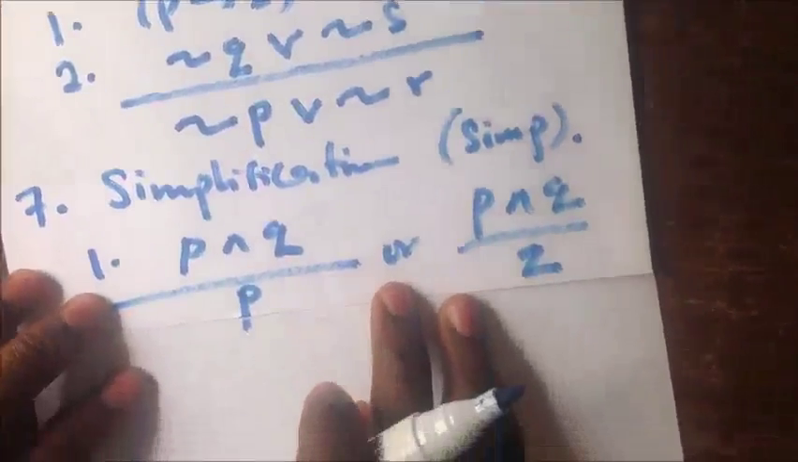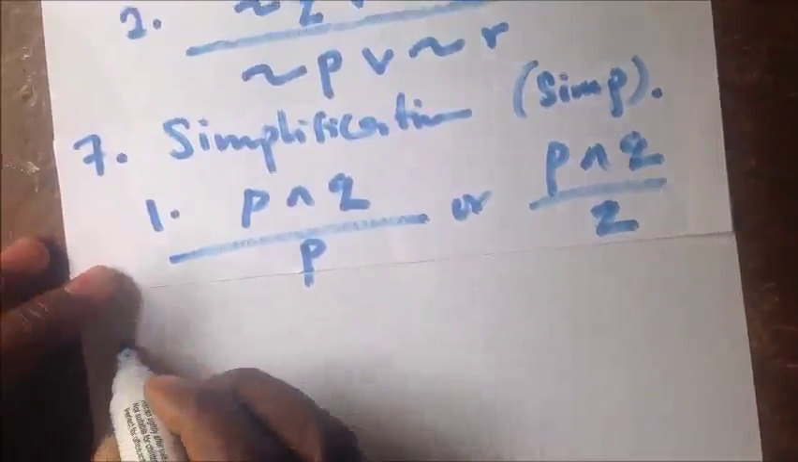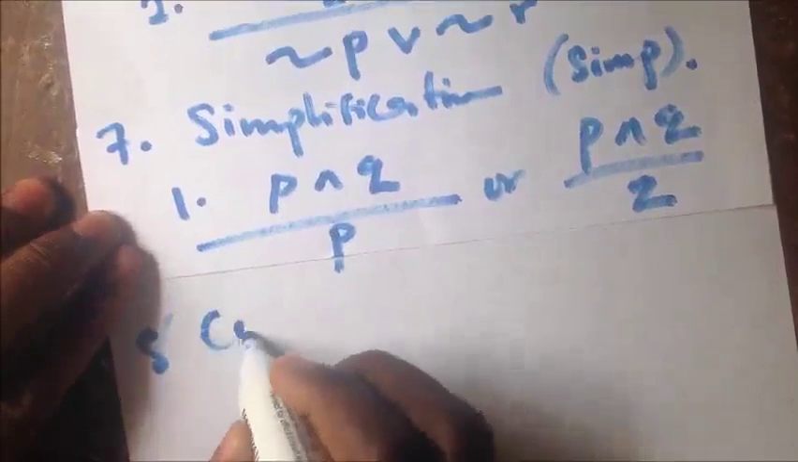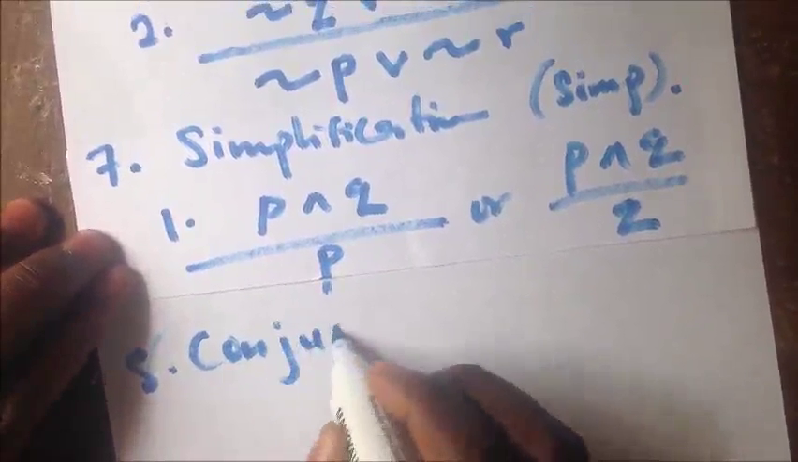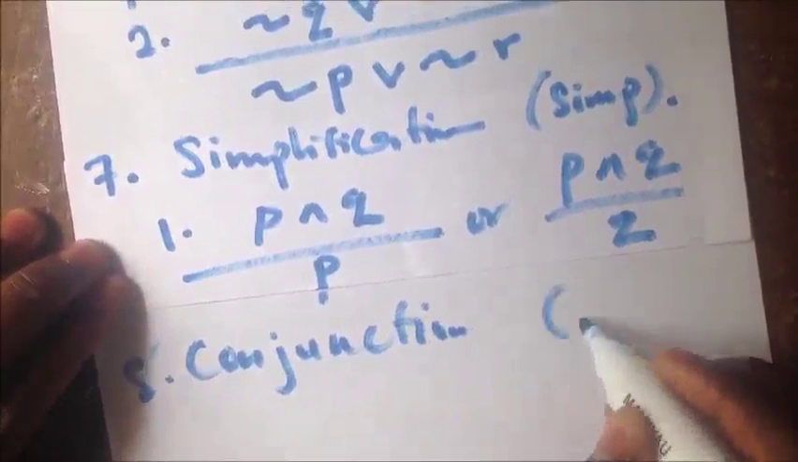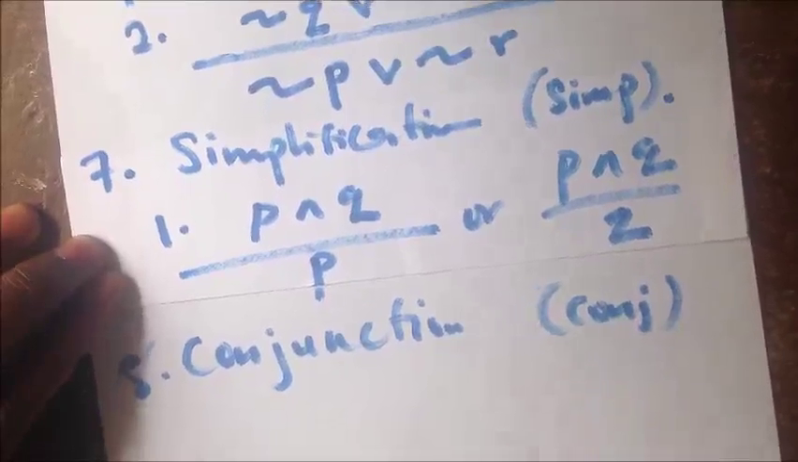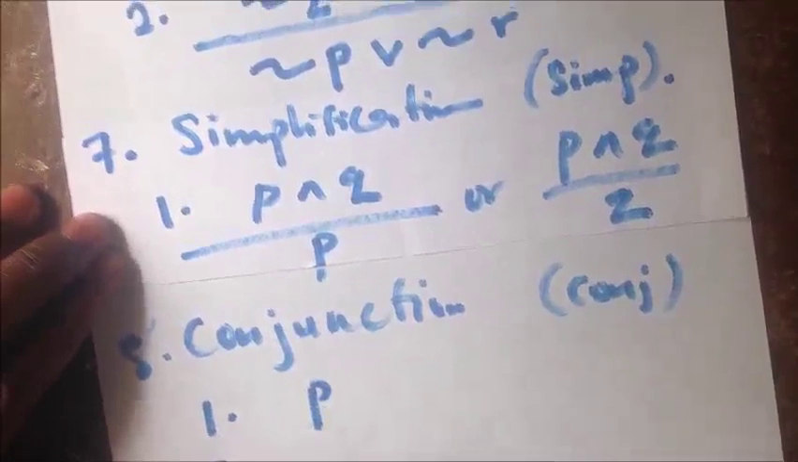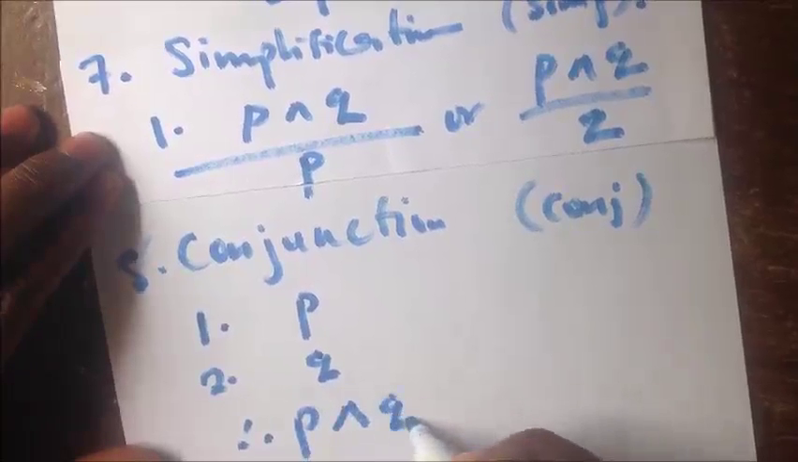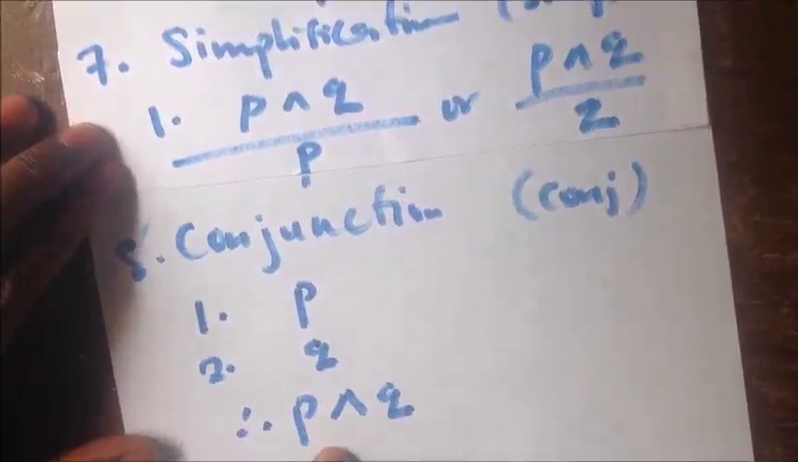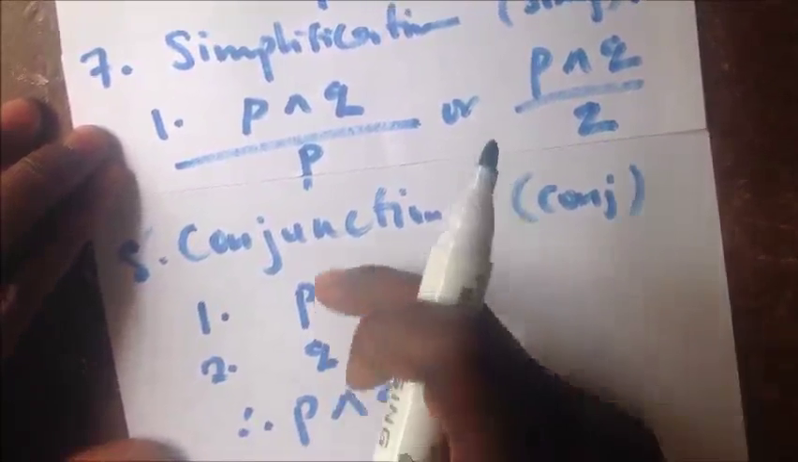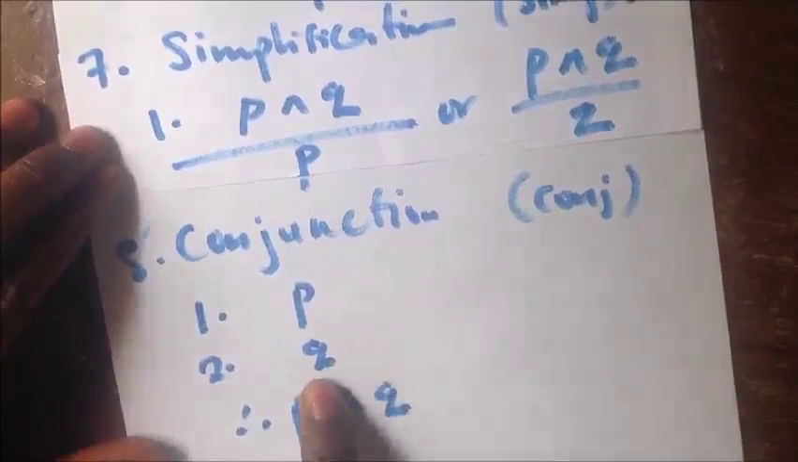Then the next one, number 8, is what you call conjunction, approximated as Conj. This is saying that if you have a first premise that P is true, and a second premise saying Q is true, therefore P and Q is true. Because conjunction is true when both statements are true. You see that these premises are true, which means the properties are satisfied.